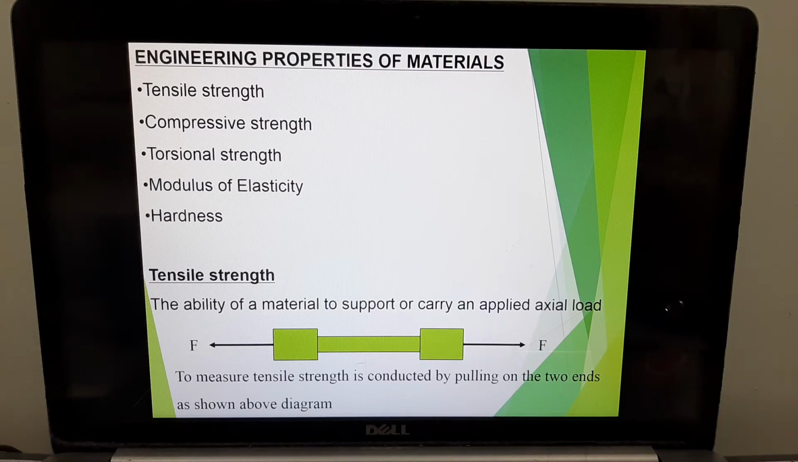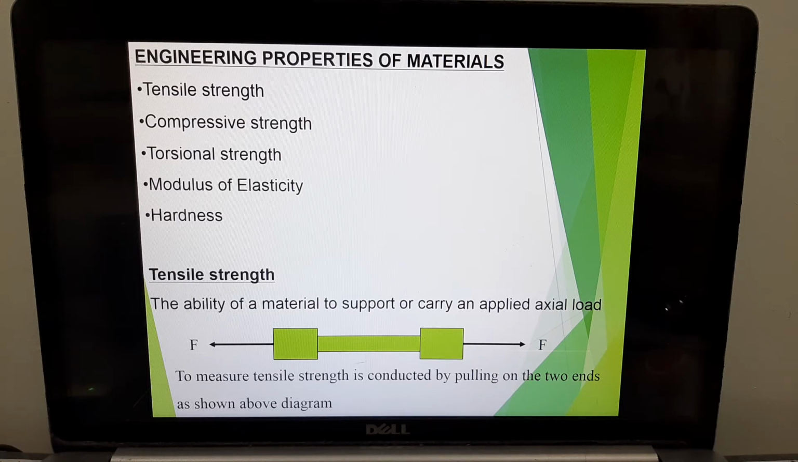And by the way, inorganic materials are man-made, meaning they're made of something other than animal or vegetable cells. Okay, so let's look at the engineering properties of materials. You have tensile strength, compressive strength, torsional strength, modulus of elasticity, and hardness.